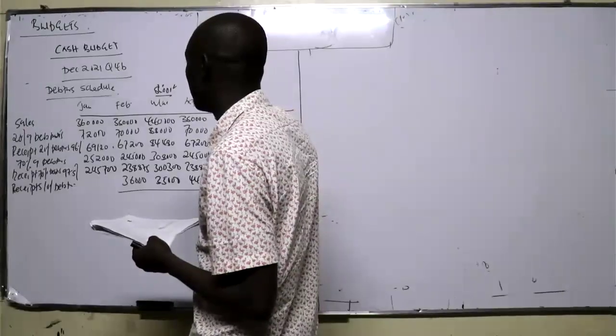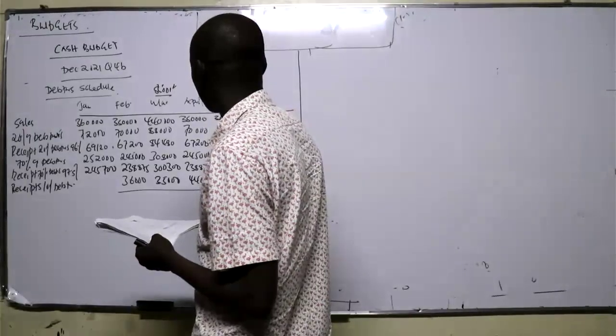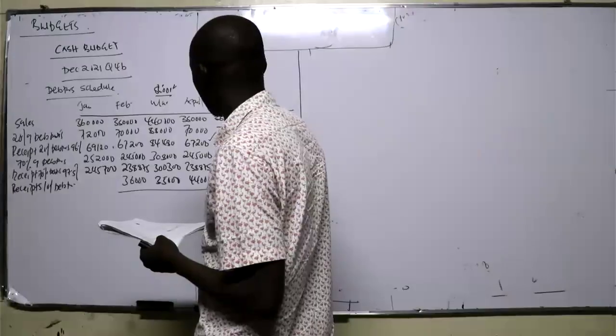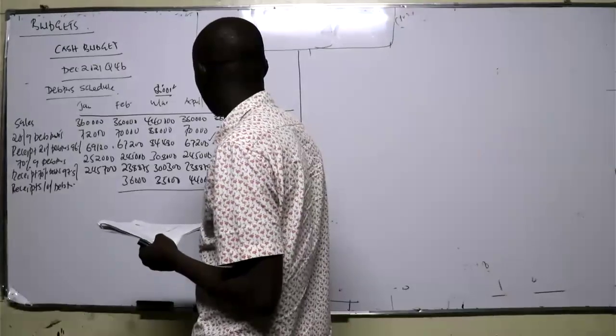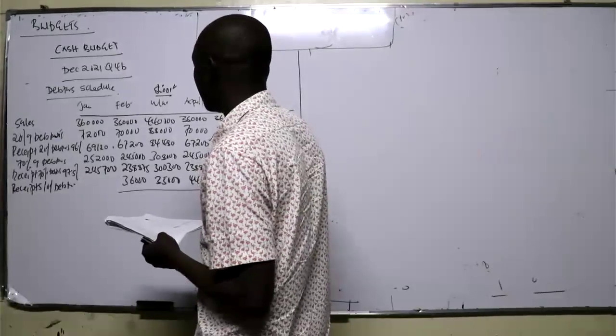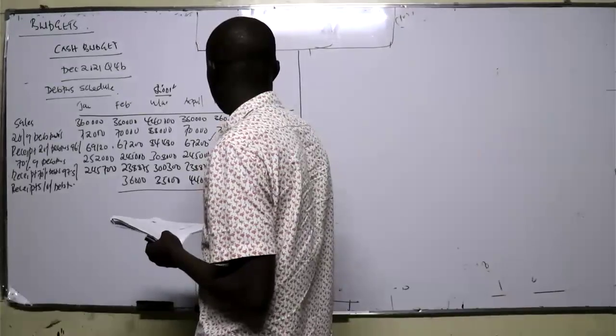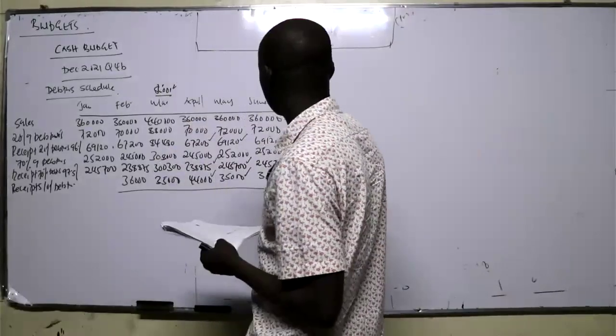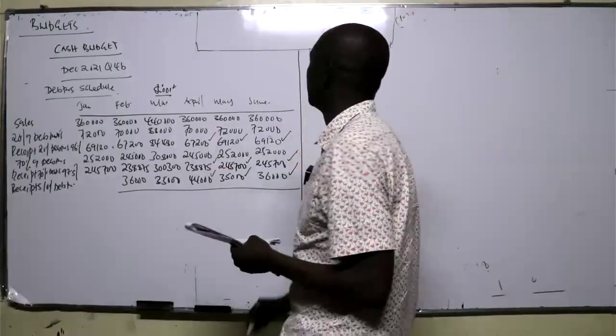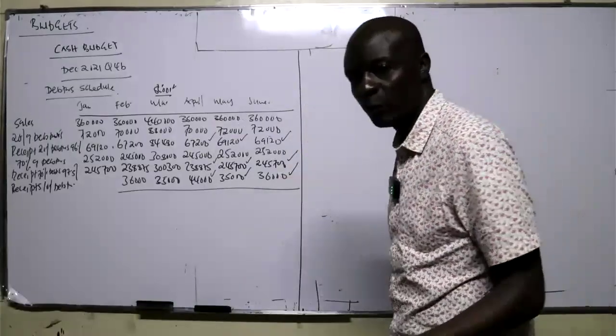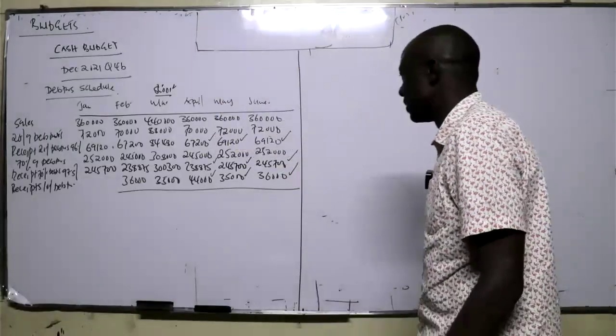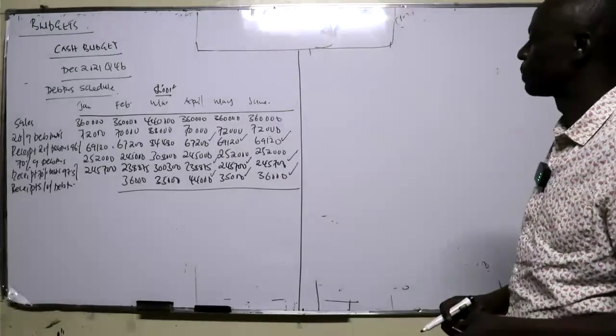Here we add this one. And then we also add this one and this one, isn't it? So we only added this, and this, and that. So those are the receipts, the amount of money being received in those months. So can we add it?